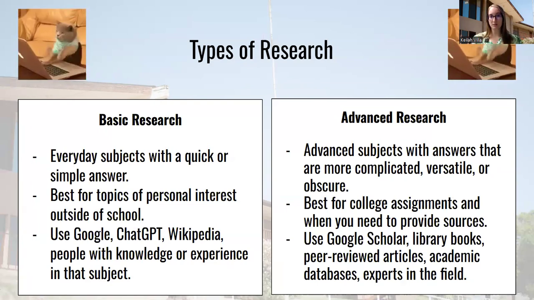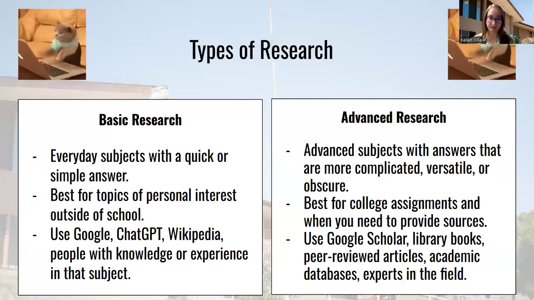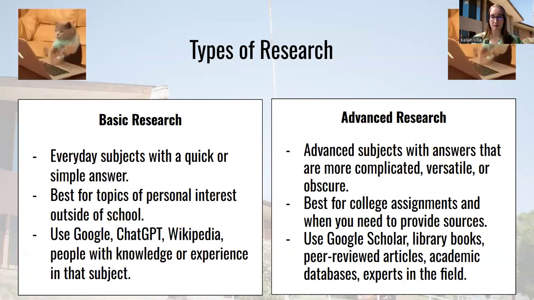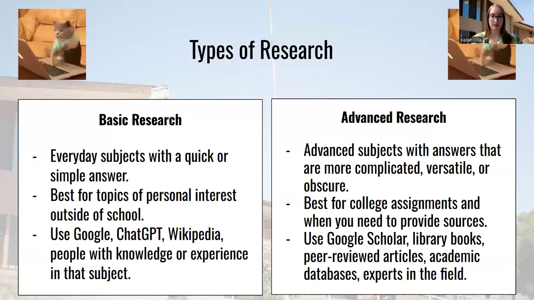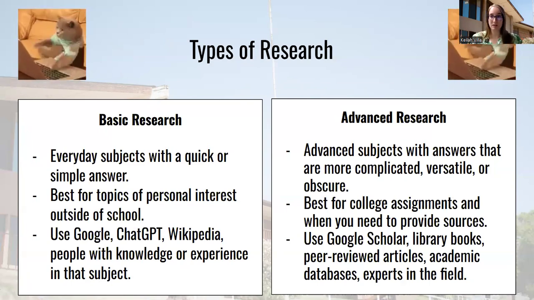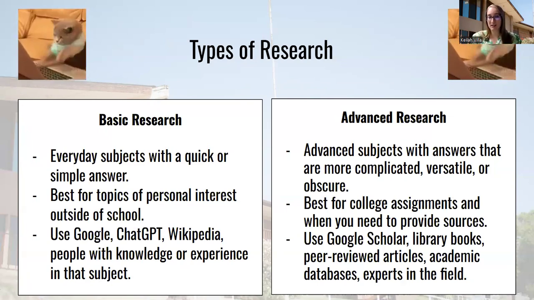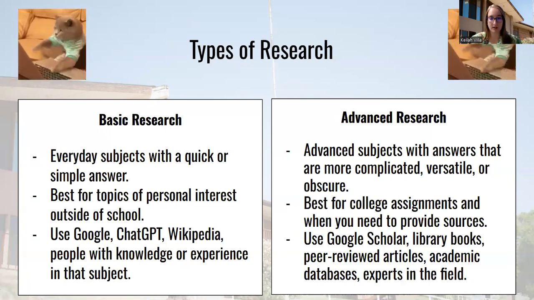Now, advanced research is probably more of what our kitty here is doing, getting something ready for school. The advanced research is going to be advanced subjects. These are answers that are complicated, they're versatile, they're obscure. Complicated meaning, and versatile meaning there could be more than one answer. There's a lot of different facets to how that answer works. Obscure means that information may not be easily accessible. It might be hidden behind a paywall, for example.